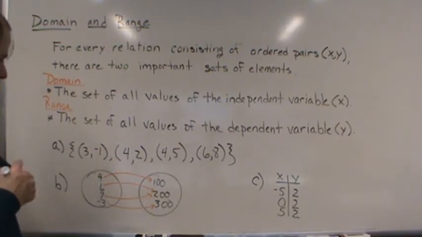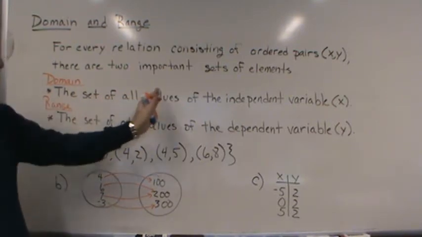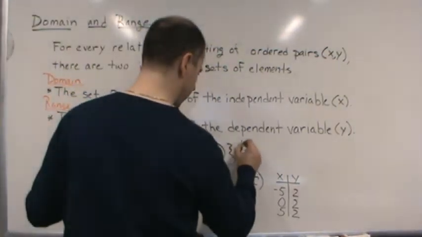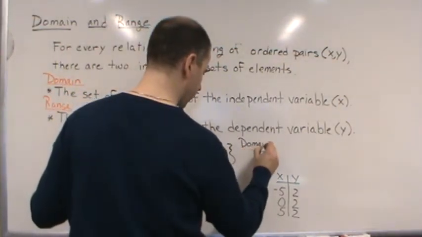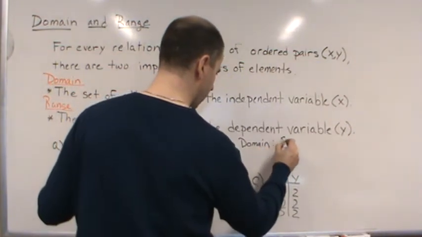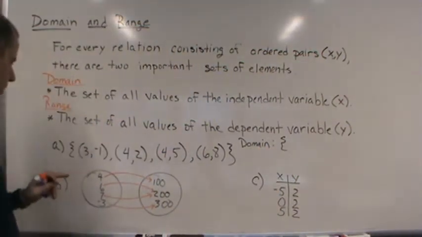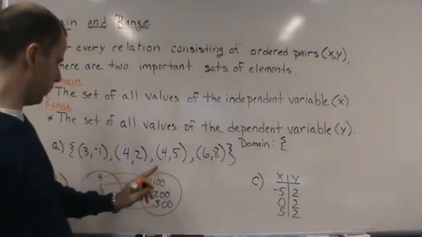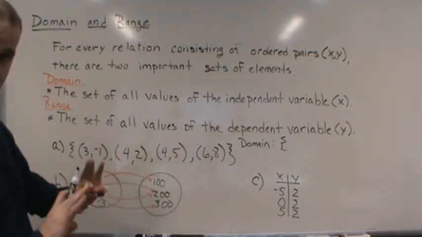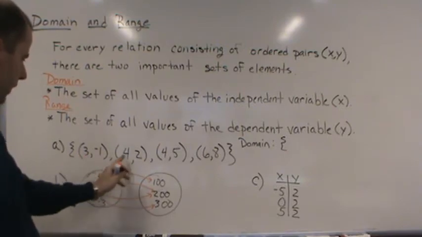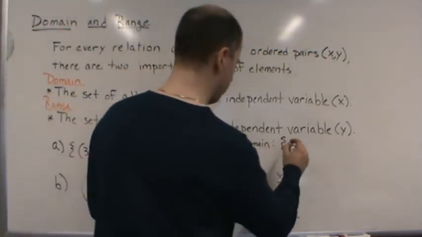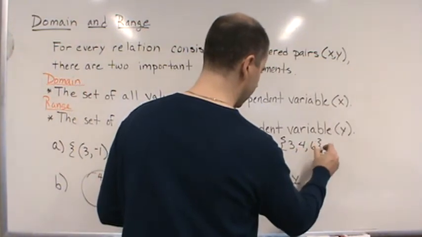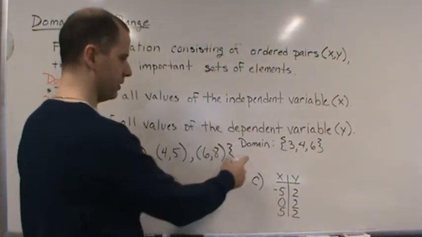Well, in this case, the domain is the set of all values of the independent variable. So the domain here is going to be the set of all numbers that are the x values. So it's going to be 3, 4. Well, there's another 4, but we're going to get rid of any duplicates. So it's 3, 4, and 6. This is the way we write it: 3, 4, 6, and that's it. So this is the domain.